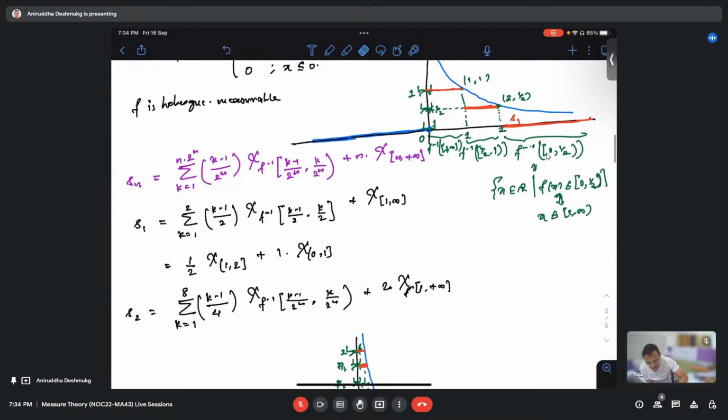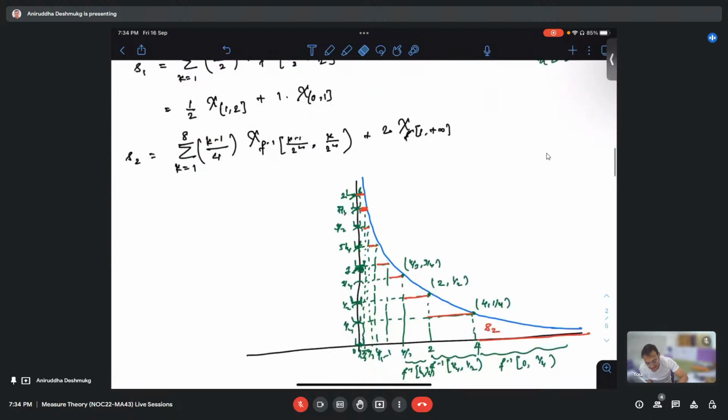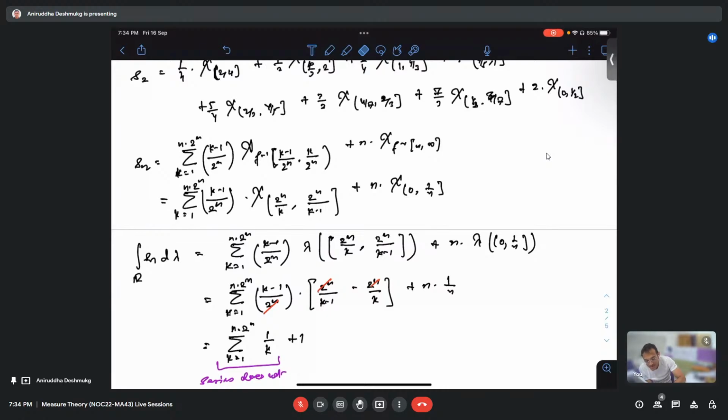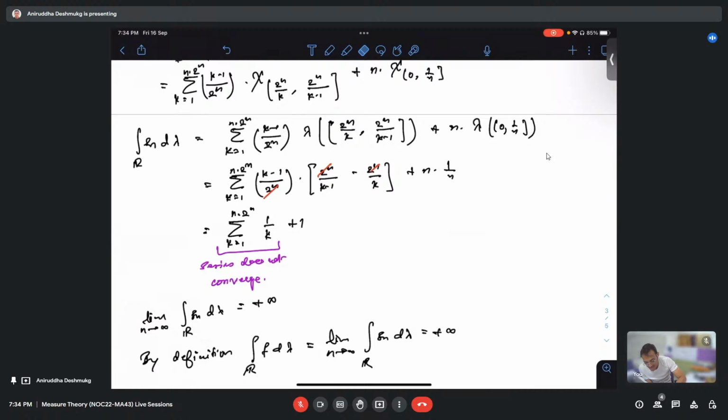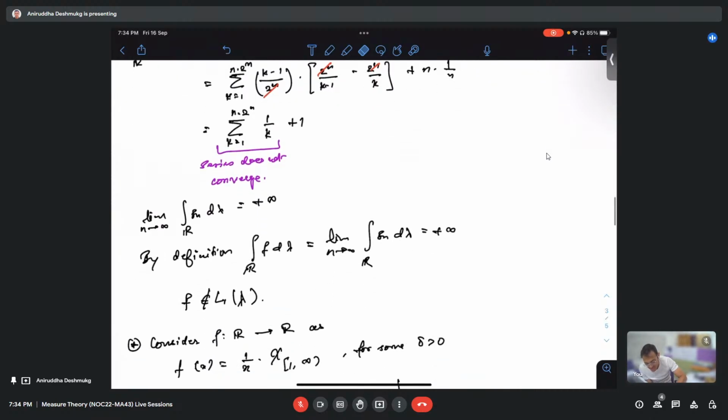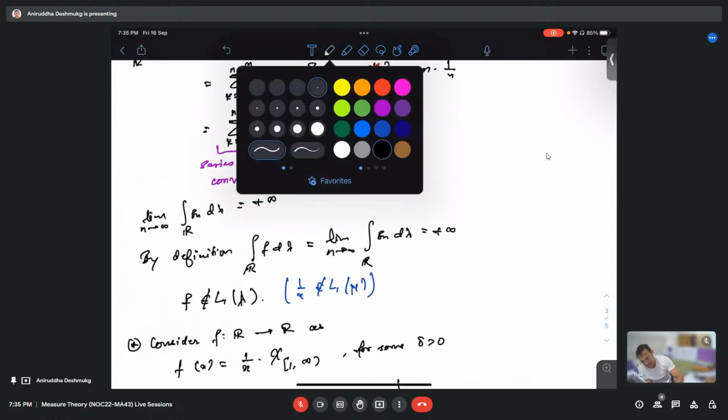After certain computation, let me just quickly go through it. The approximation by simple functions, Sn, turns out to be the sum of k minus 1 by 2 to the power n, chi of 2 to the power n by k, and so on. And it turns out the sequence of integrals does not converge, because we get the harmonic series 1 by k. Therefore, this f is not in L1. In particular, 1 by x is not an integrable function.